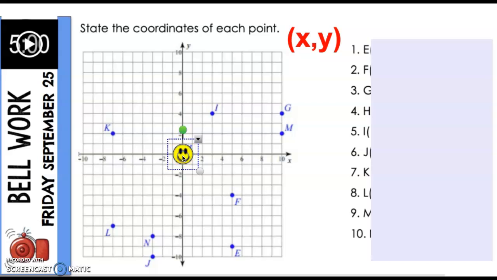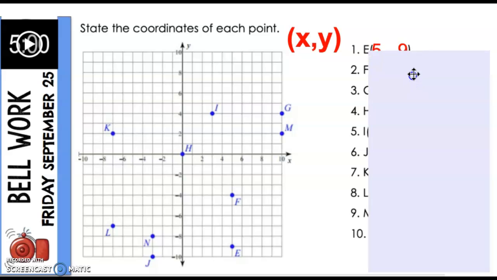So now that we did a quick review of what an ordered pair is, we're going to actually go through here and answer these questions. So point E, we have to remember start at 0, 0, find point E on the graph. We go 5 to the right and down 9. So our answer here is 5, negative 9. The 9 is negative because we went down from the origin.